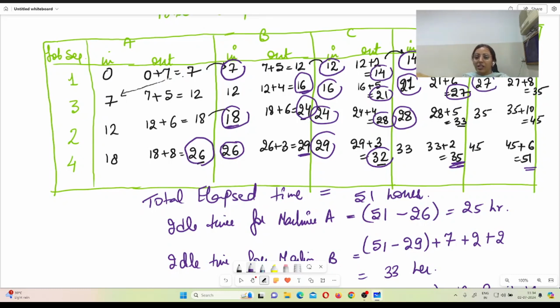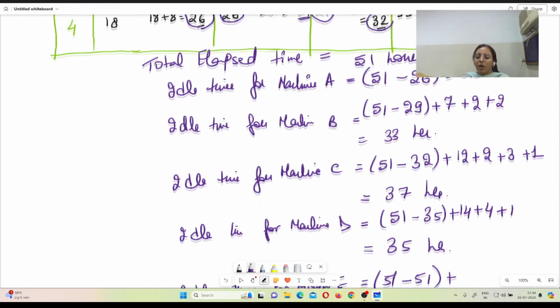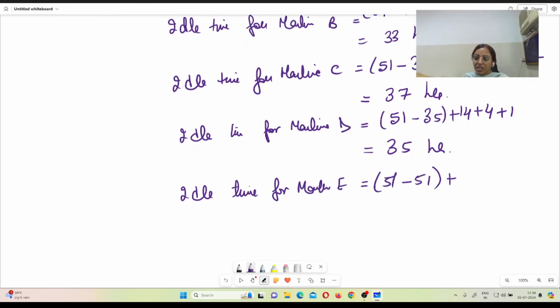1 hour over here, 17 plus 1. And then this is 35, 35, 45, and 45. No idle time in the rest. So add these values, that is 17 plus 1. Now calculate this figure and we get 18 hours over here. So we can add all the values of machines A, B, C, D together. We get the total elapsed time.